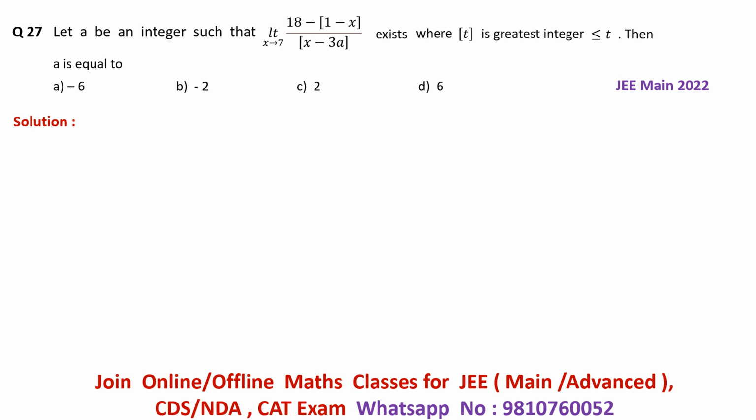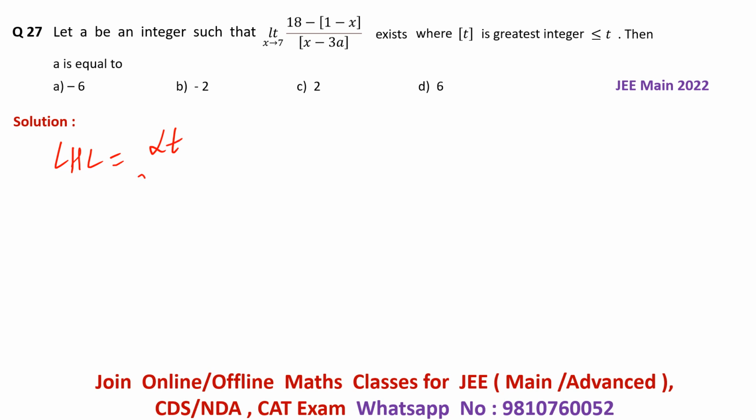Now students, in order to solve this problem, you must know the basic concepts of limits and greatest integer function. Now it is mentioned that this particular limit exists. Now we know that whenever a limit exists for a function at a particular point, then its left hand limit at that point is equal to its right hand limit at that point. Fine. So first of all, let's find LHL.